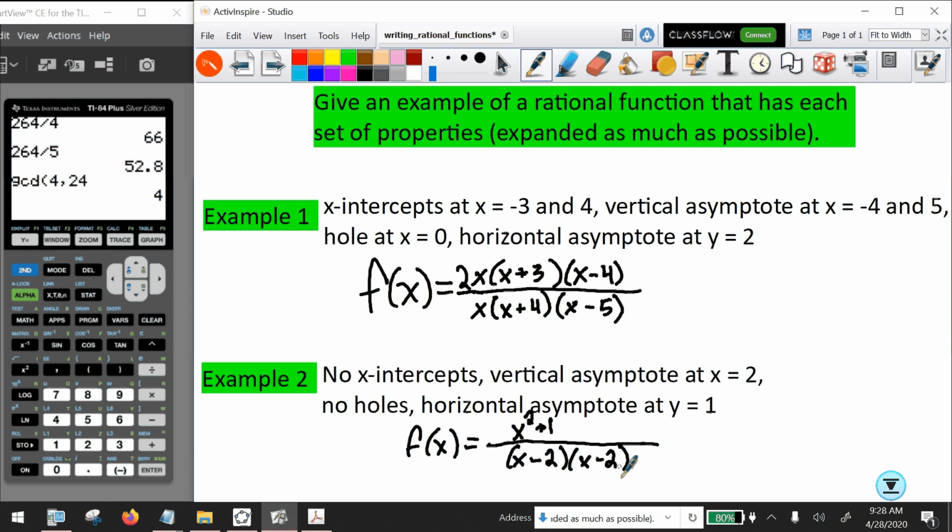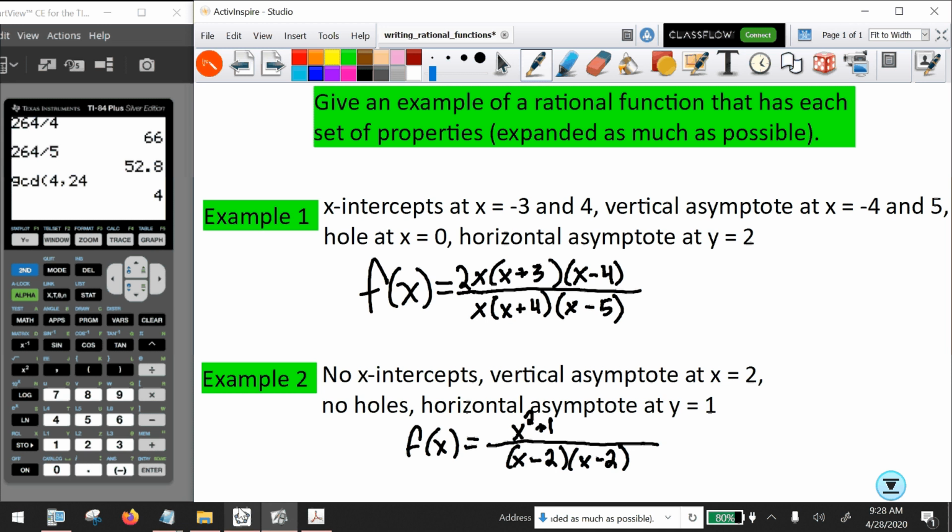What we have here is a situation where there's no holes because there's no 0 that exists in both the numerator and the denominator. There is a vertical asymptote at positive 2, and there's a horizontal asymptote at y equal to 1. Because if I take my leading coefficient here, my 1, and I divide them, I get positive 1. Alright, so that is a rational function that satisfies those properties.